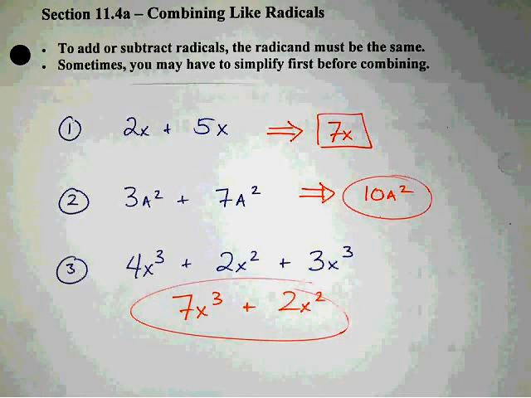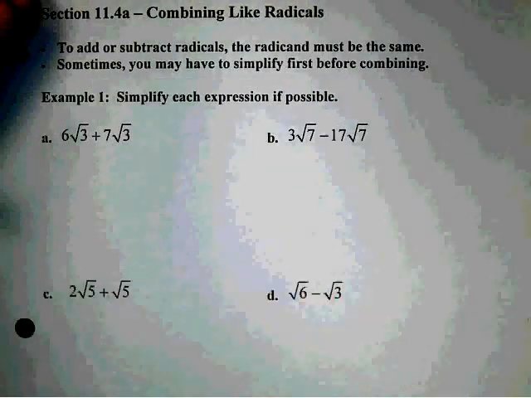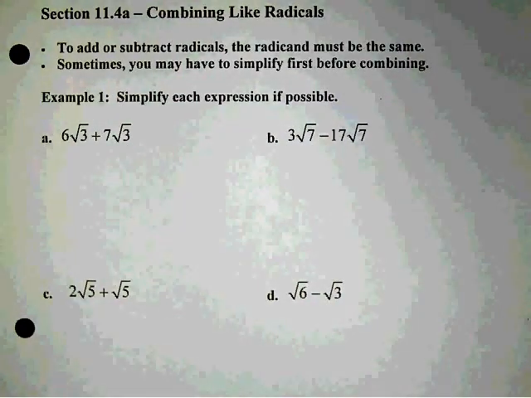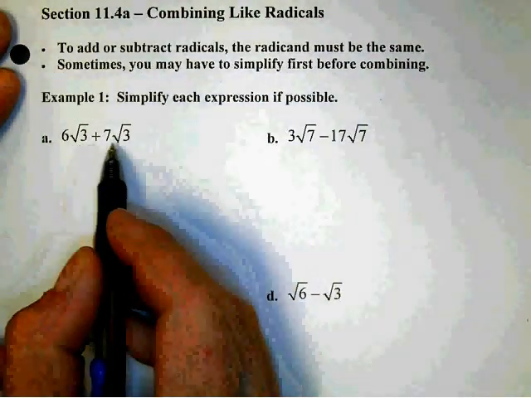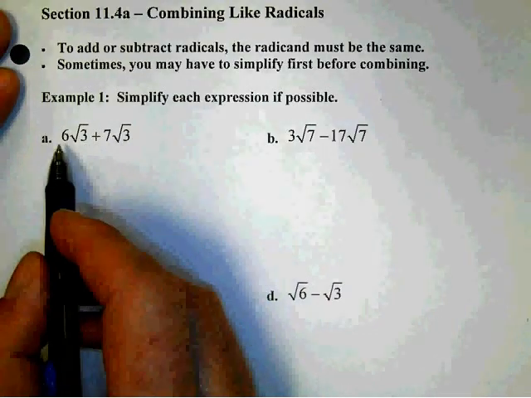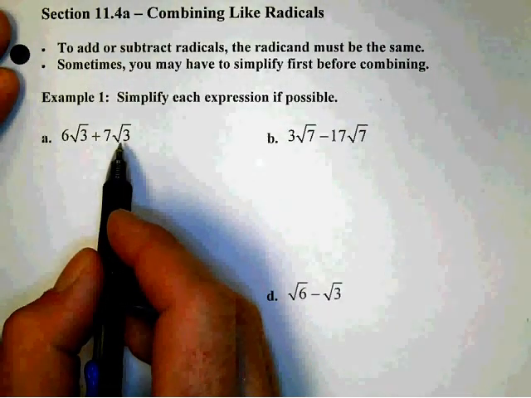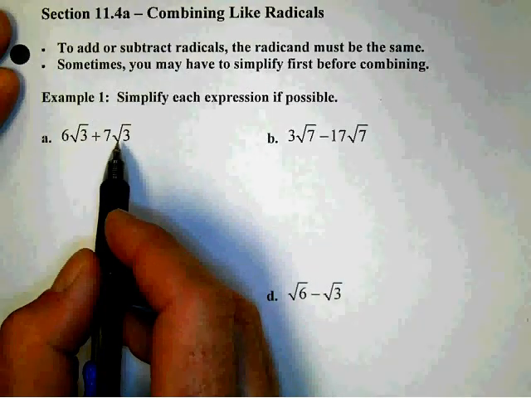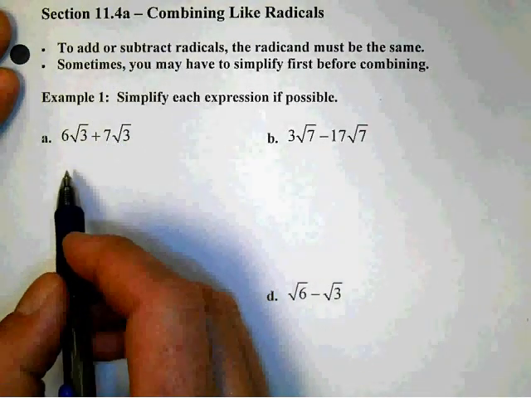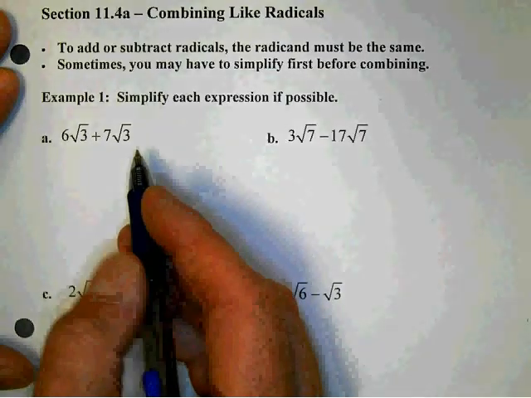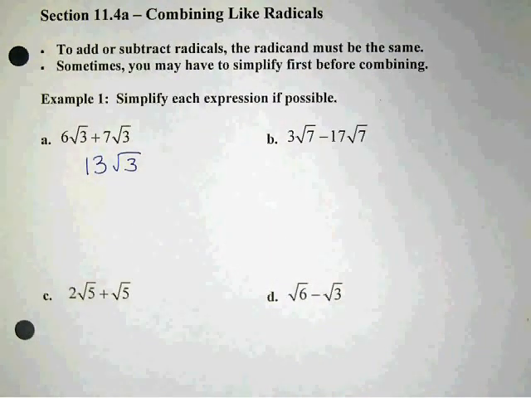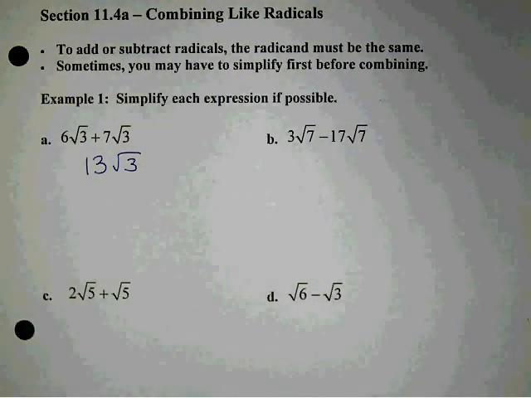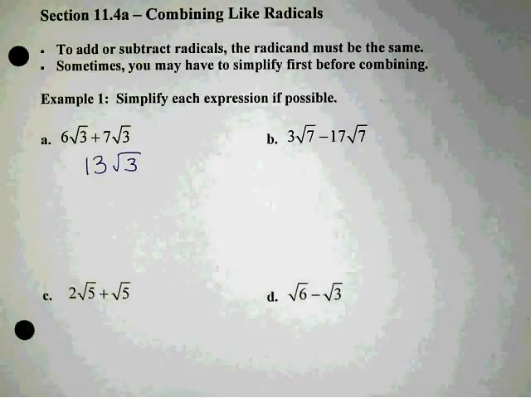Now, look at the original page that we had. This is extremely similar to what I just set you up with. When you see the square root of 3 and this square root of 3, imagine this is 6x plus 7x. What would that be if it was x's there? 13x, right? Or in this case, 13 square root of 3. What didn't change? The number of square root of 3's, okay? We have 6 square root of 3's, we have 7 square root of 3's, we add them together, we get 13 square root of 3's.